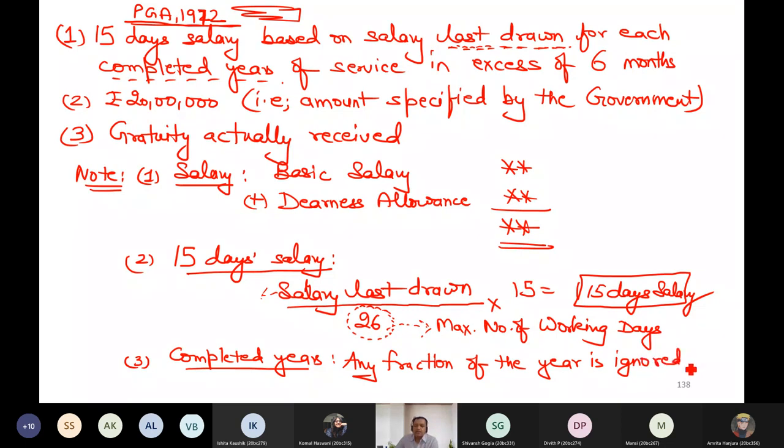That means the last year is not complete. So what is completed year? Any fraction of the year is to be ignored for the purpose of computing this exemption. But I will not ignore every fraction, because it says if the last year exceeds 6 months, then count it as a complete year. So I will ignore only that fraction which does not exceed 6 months. So in excess of 6 months means completed year.